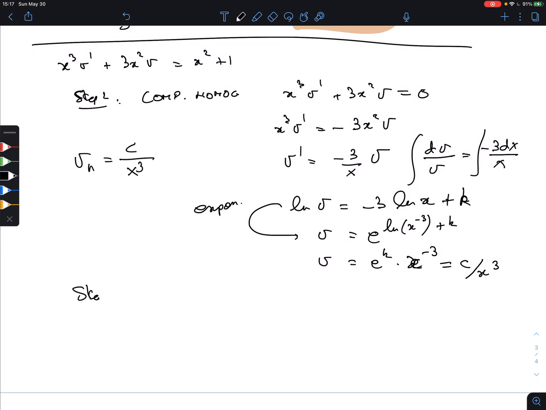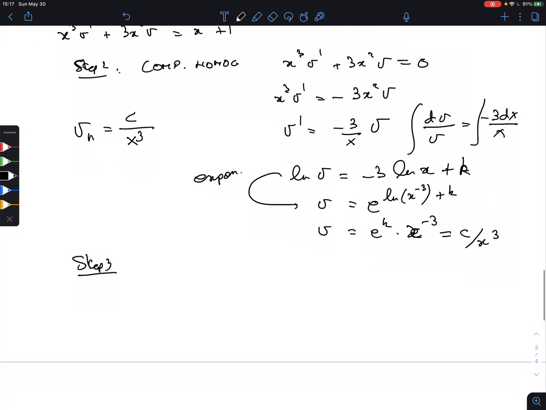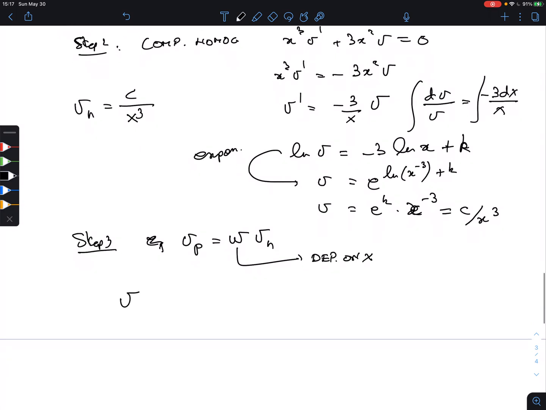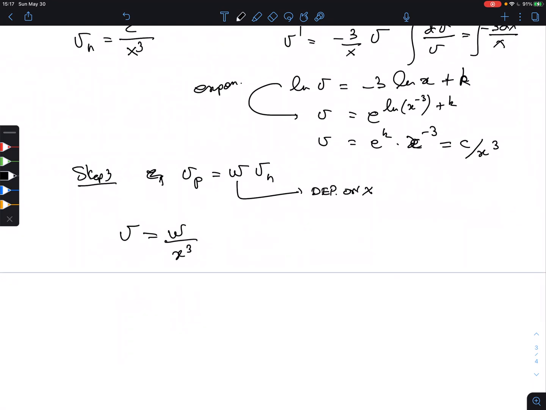Okay, so step 3 now is, while solving this first order differential equation, now we do variation of parameters again. What is v? v particular is w times v homogeneous, so this depends on x. Okay, and so in our case this means v, I'm dropping the p again for particular, equals w times the homogeneous, where I choose x to the minus 3. I choose c to be 1. Okay, so this is v.